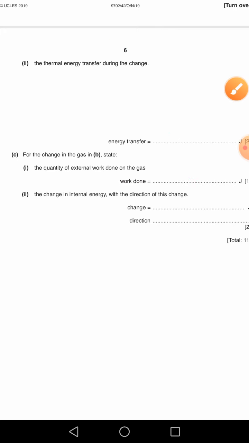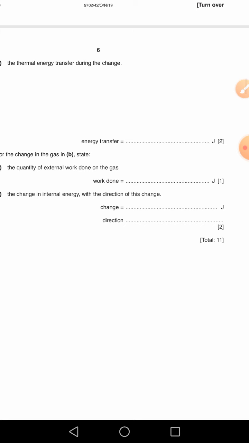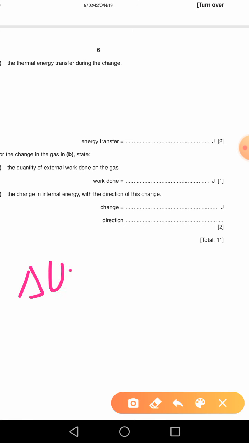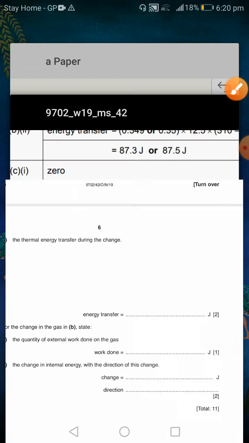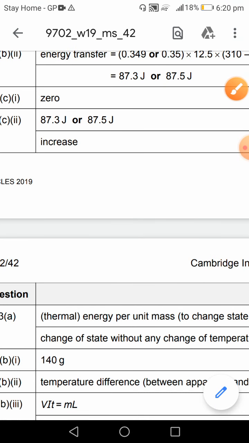Okay, so what was the change in internal energy? So change in internal energy equals heat energy supplied, which is 87.3 or 5, plus work done on the gas. So it is 87.3. Okay, let me check the mark scheme. Okay, 87.3 or 87.5.